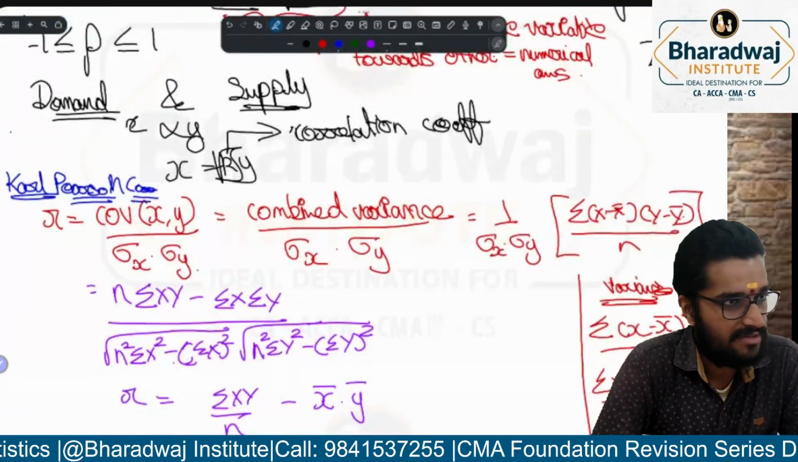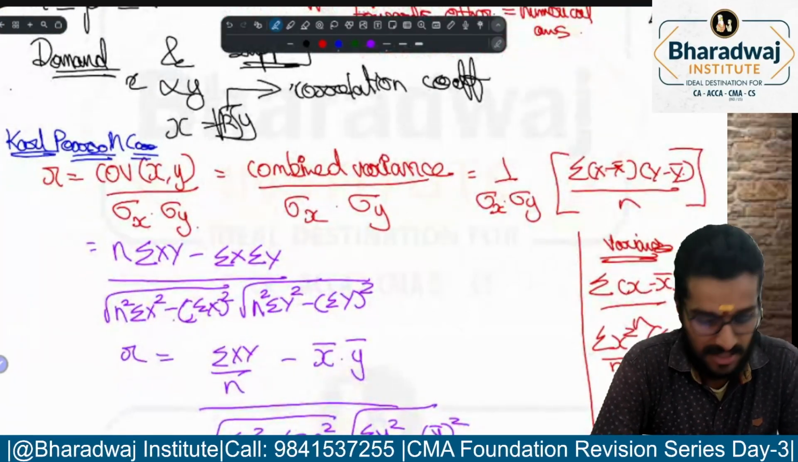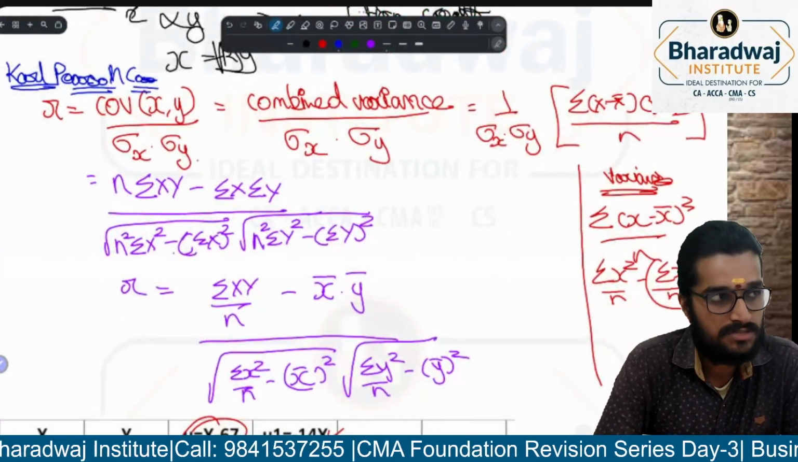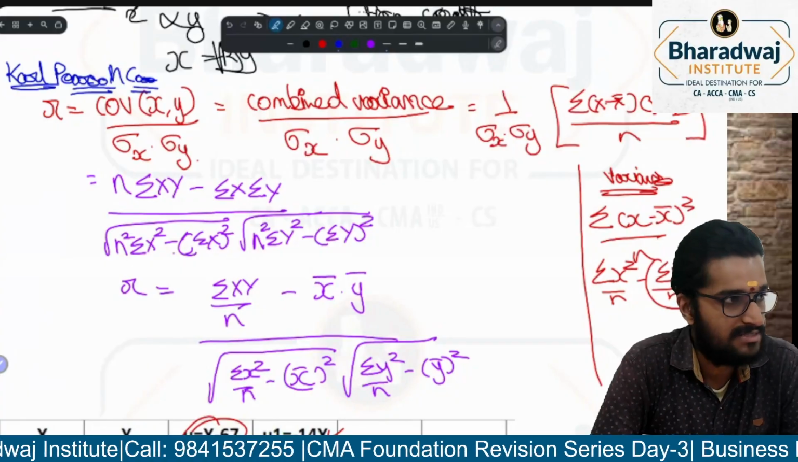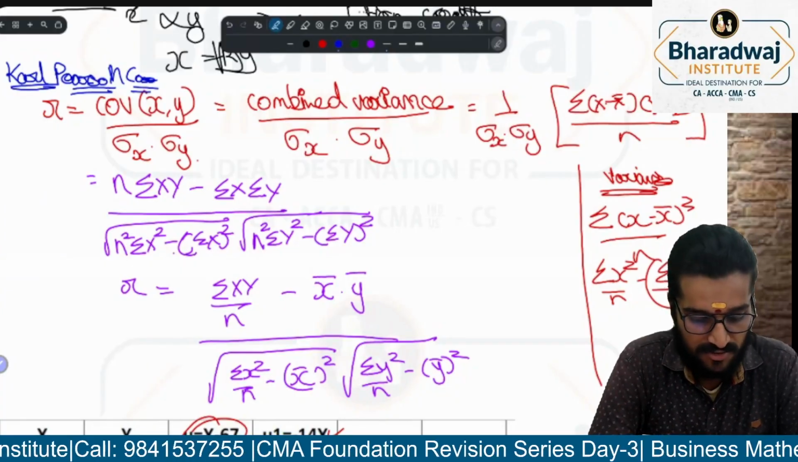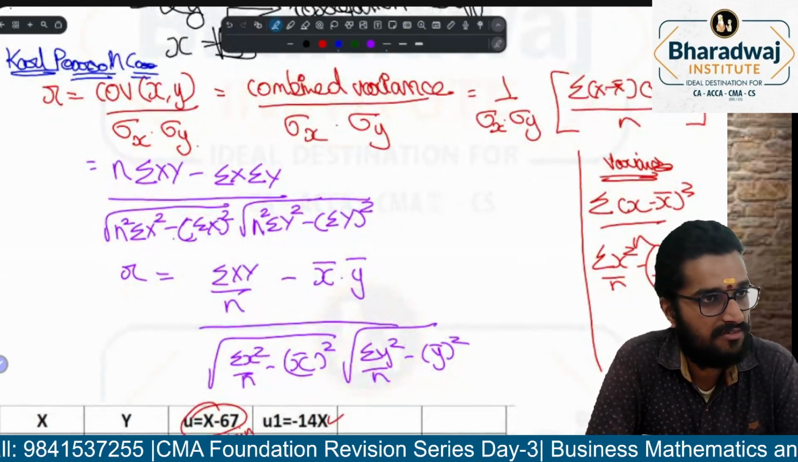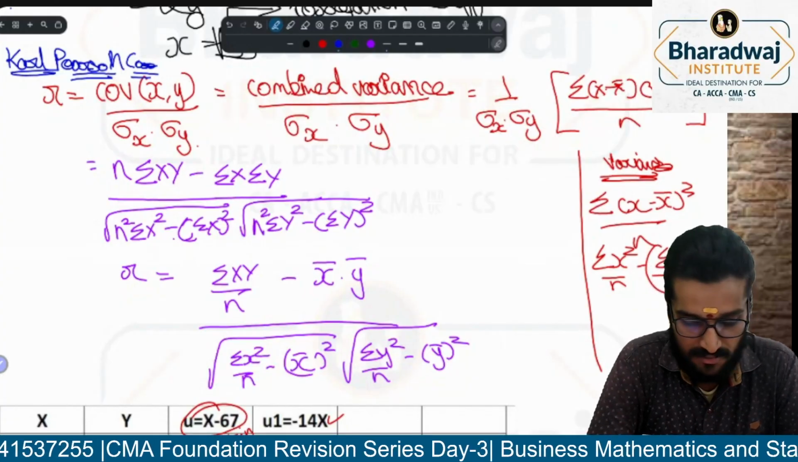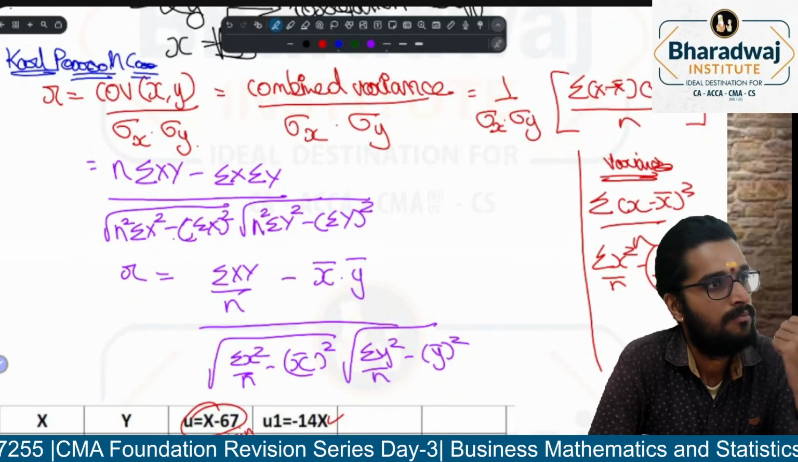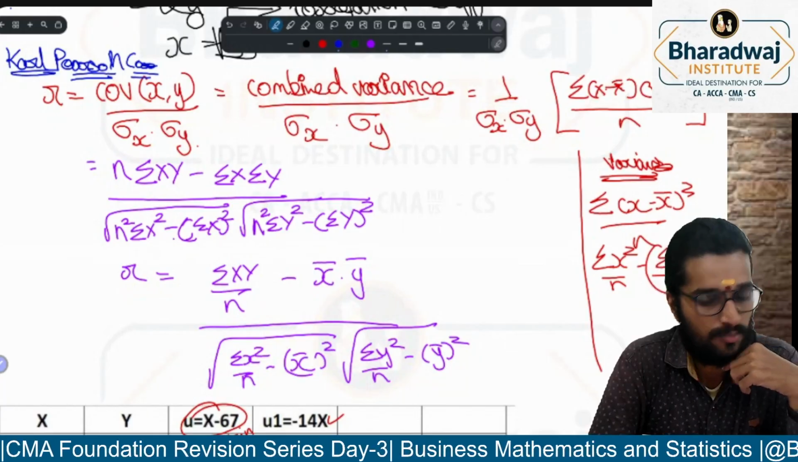And we had the example of demand and supply to understand correlation. Now we will be using two formulas to understand correlation. The very first one is Karl Pearson's correlation, which is nothing but covariance between two variables x and y divided by the product of standard deviations of both the variables.